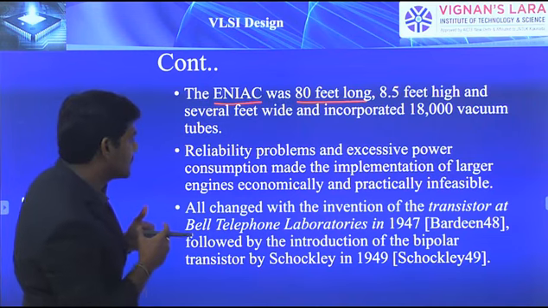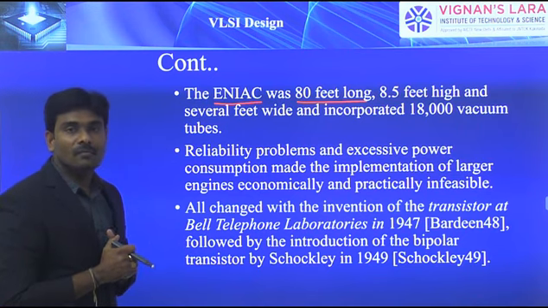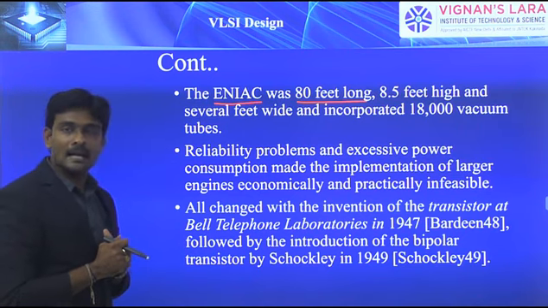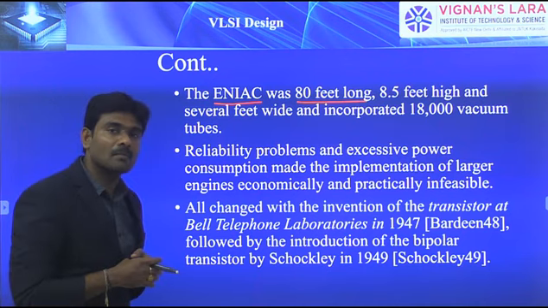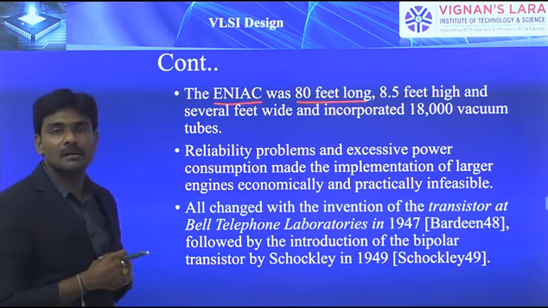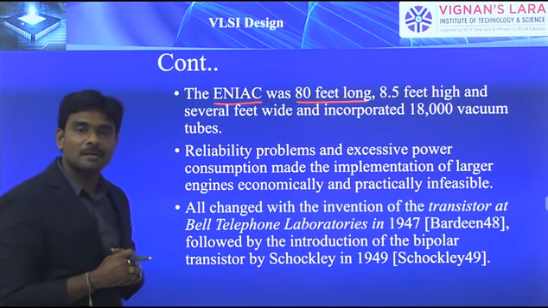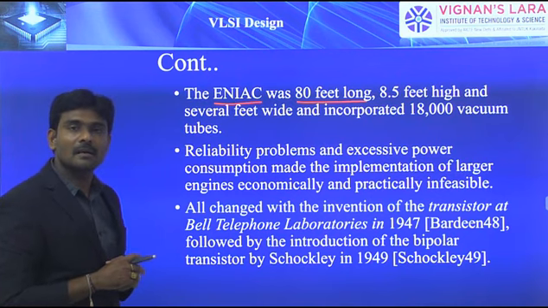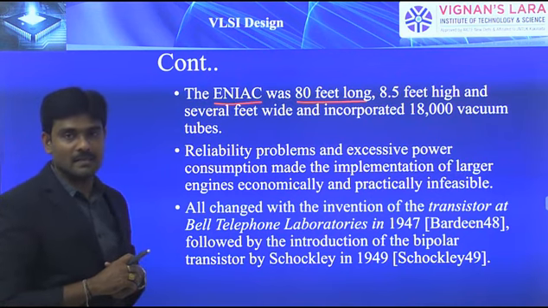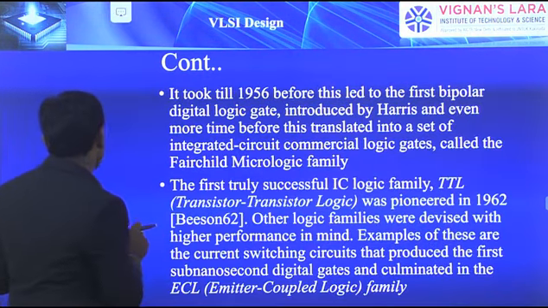Then after that, the transistor was realized in the year 1947 by John Bardeen, and later, in 1949, the BJT was developed by William Shockley and Walter Brattain. All three worked together at Bell Laboratories and realized the transistor, and immediately after that, in the year 1949, BJTs.